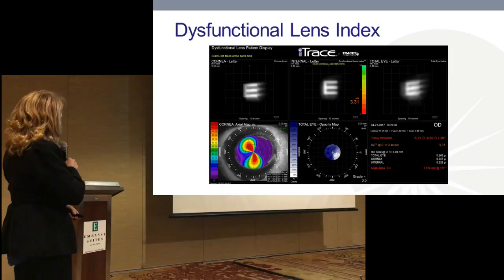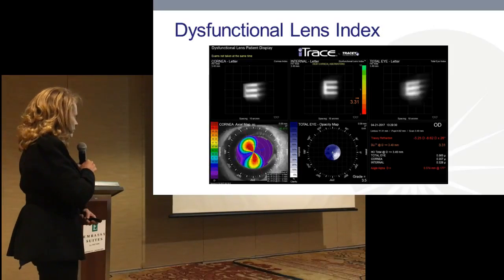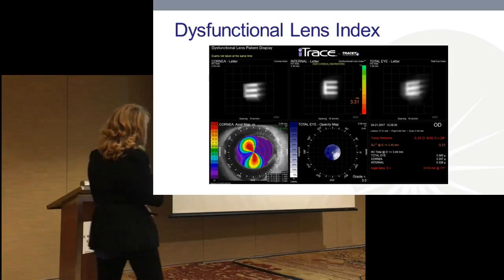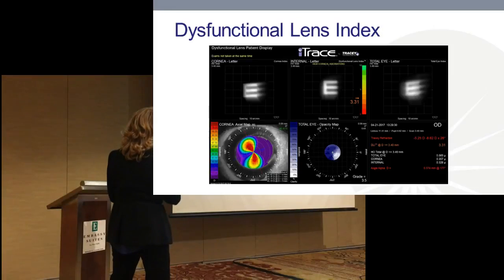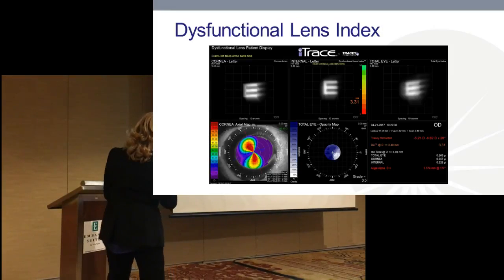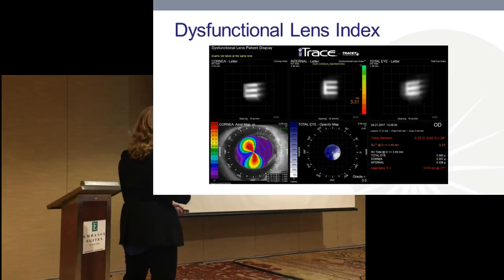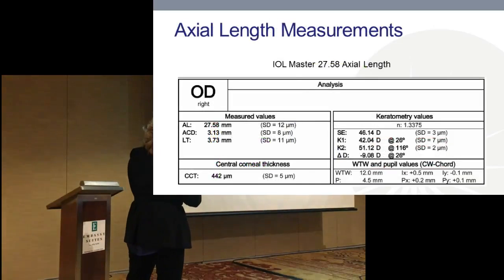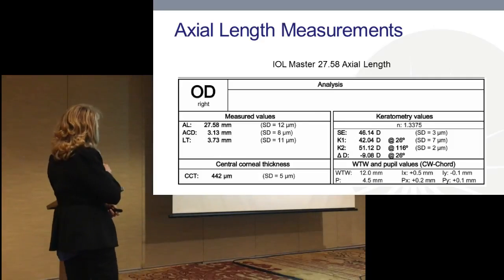So here's the cornea versus internal aberration. You can see that her DLI was 3.31 and that she had some cortical change that shows up on her scan in the middle there. And this was her IOL Master.